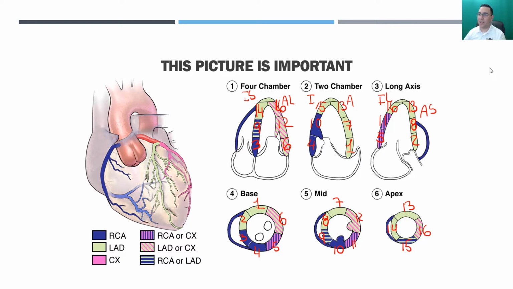Also, you have all these colors in here for the distribution of the coronary arteries. Okay, this is going to help you. But remember something, as I said before: for the inferior segments, the right coronary artery. For the lateral, the circumflex. For the septal segments, we're going to use the left anterior descending, as well as for the anterior segments.